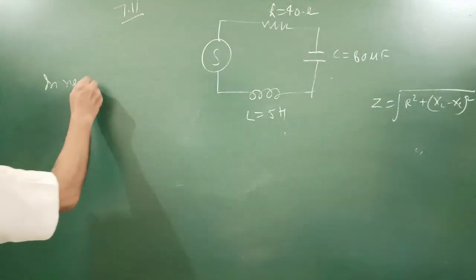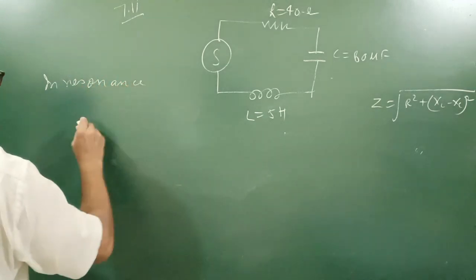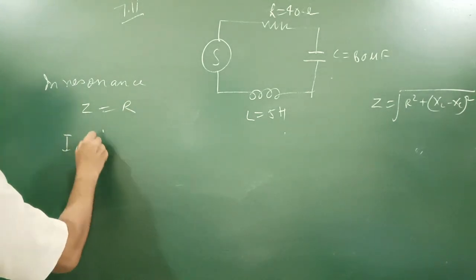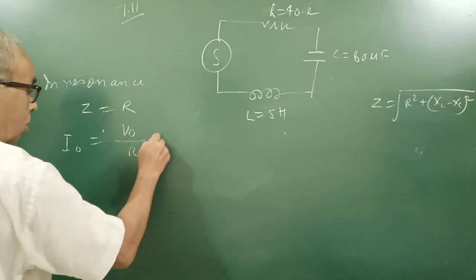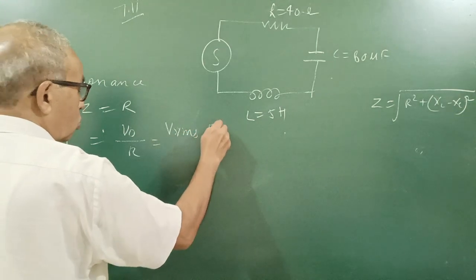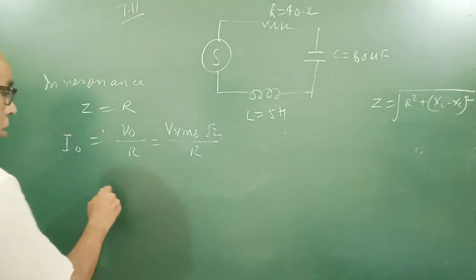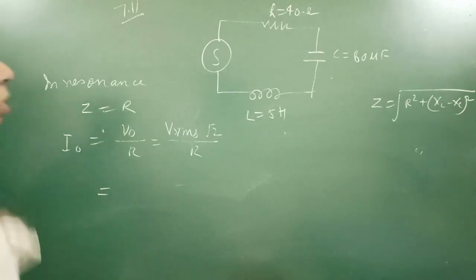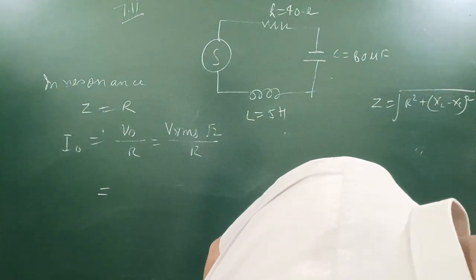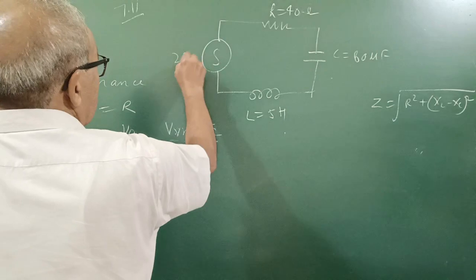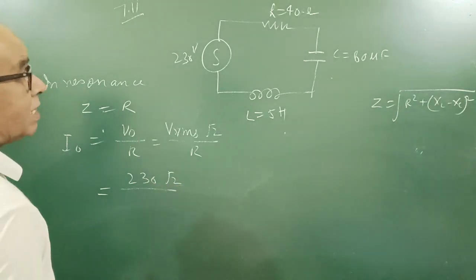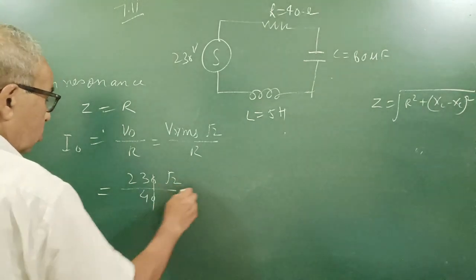So in the resonance condition, Z is equal to R. So the peak value is V0 upon R, or VRMS into root 2 upon R. So how much is it? V0 here is 230 volt. So 230 into root 2 upon 40. You can solve it.